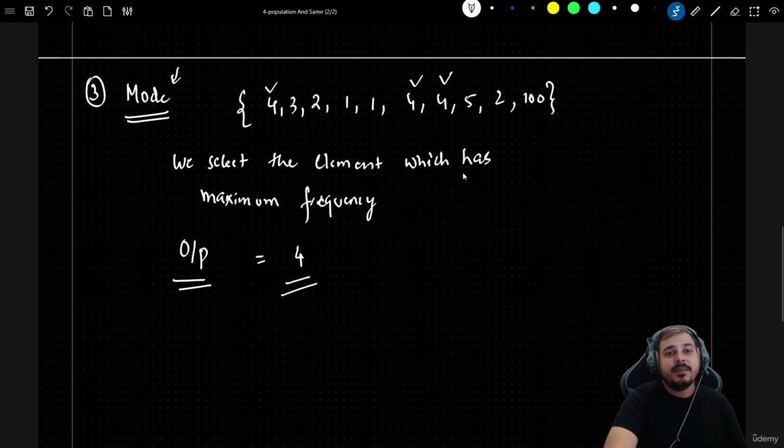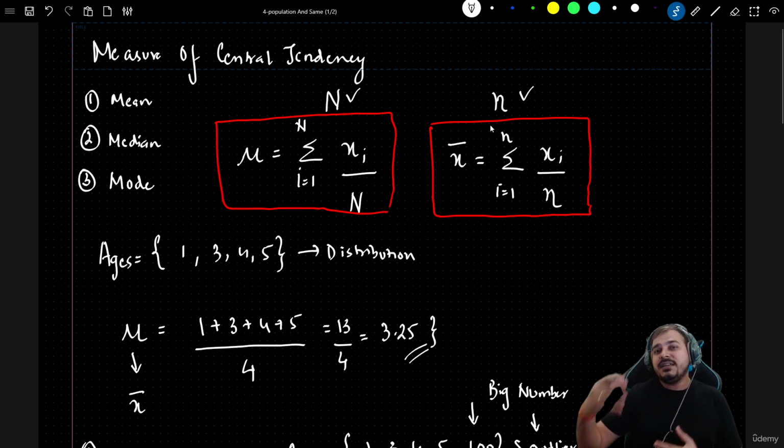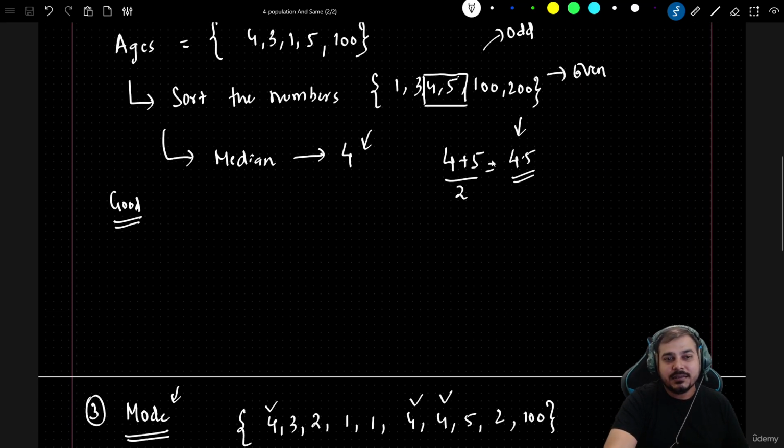So this was a basic understanding of the measure of central tendency with respect to mean, median and mode. Please make sure that you know the notations we are using, mu, x bar, because as we discuss more things in the upcoming videos, we will be repeating these concepts again and again. So I hope you like this session.